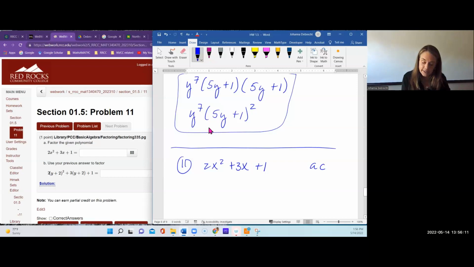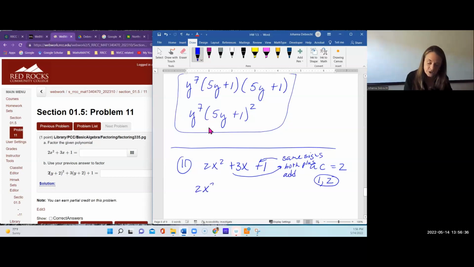If I do the AC method, I get 2. 2's prime. There's only one pair, which is 1 and 2. Does it add to 3? Yes. The signs are the same. This tells me they're both plus. I haven't had any that were both minus, have I? And this tells me I'm going to add. So I would write it as 2x squared plus x plus 2x plus 1, factoring by grouping.